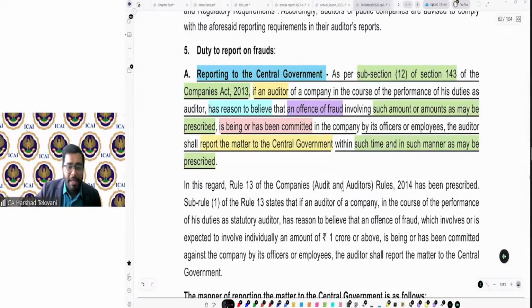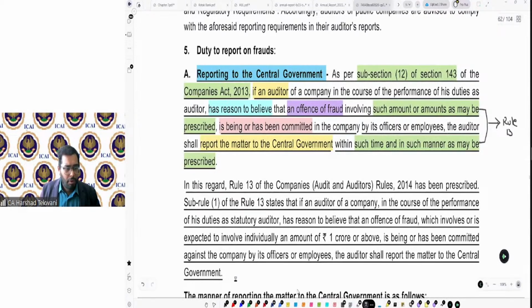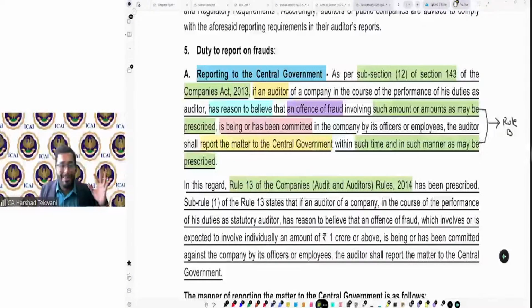This prescribed thing is specified in Rule 13 of the Companies (Audit and Auditors) Rules. So let me provide you. Rule 13 talks about basically the amount and the time and manner. First, let's talk about the amount in Rule 13. The amount in Rule 13 is with respect to 1 CR.